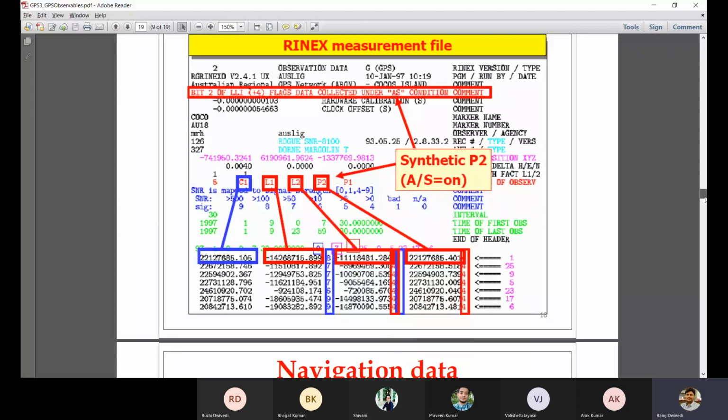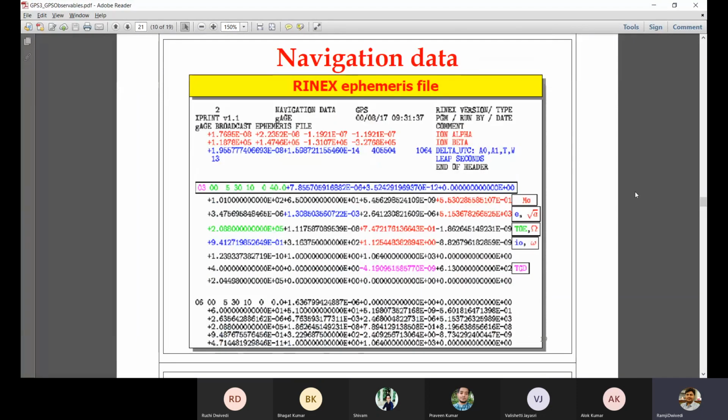Similarly to navigation data, you see this is a navigation data file. Just understand a little bit.